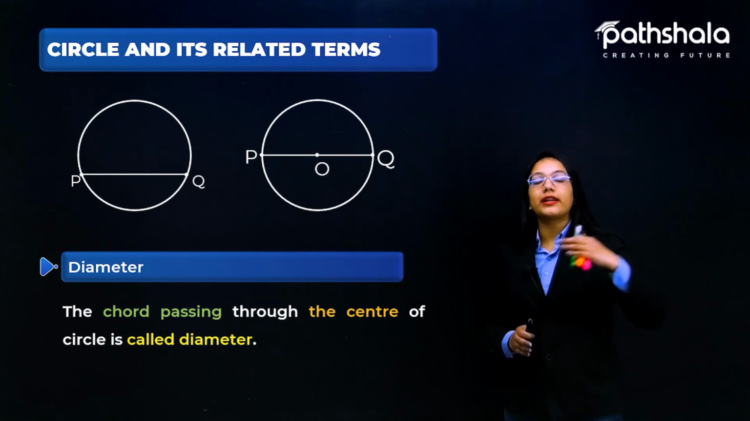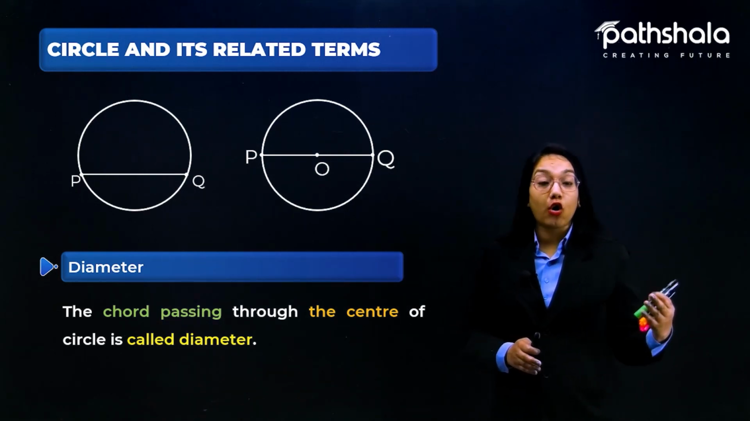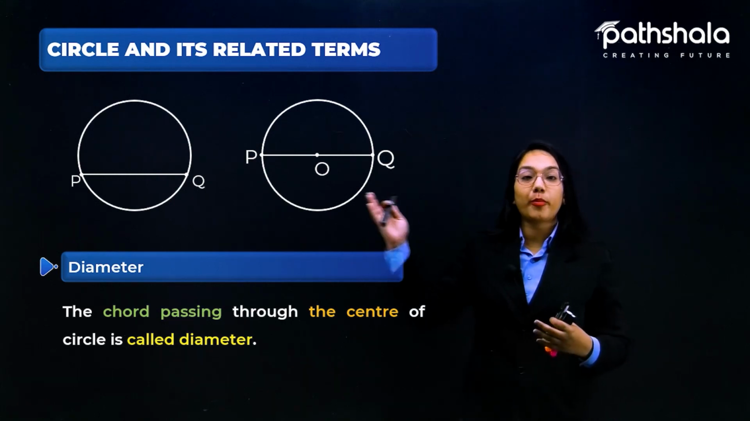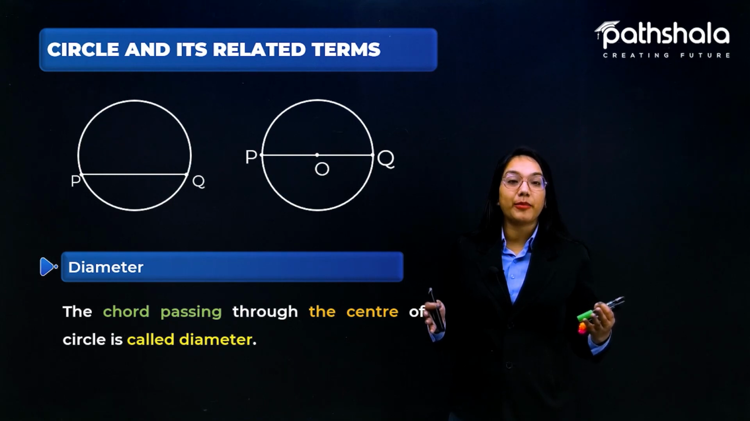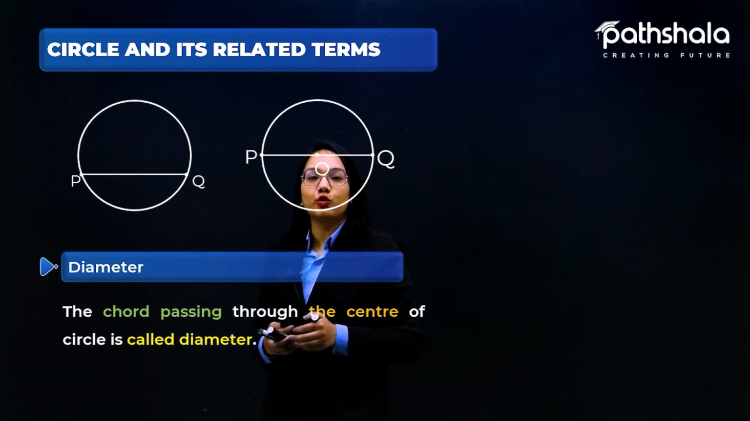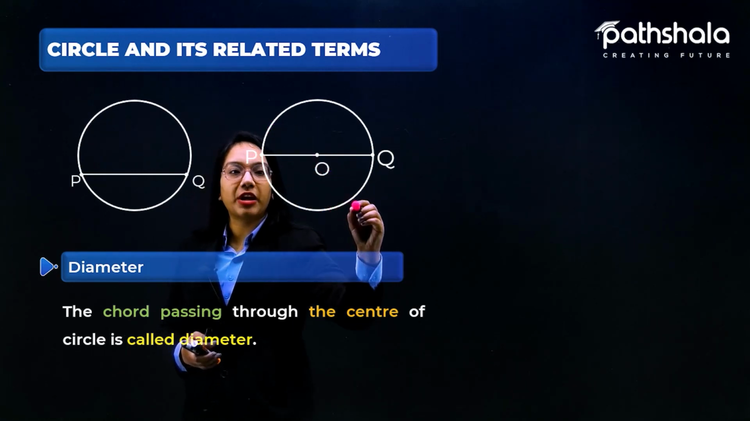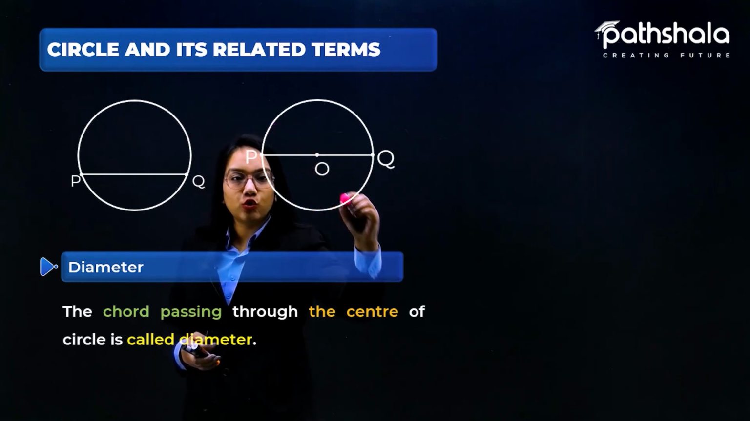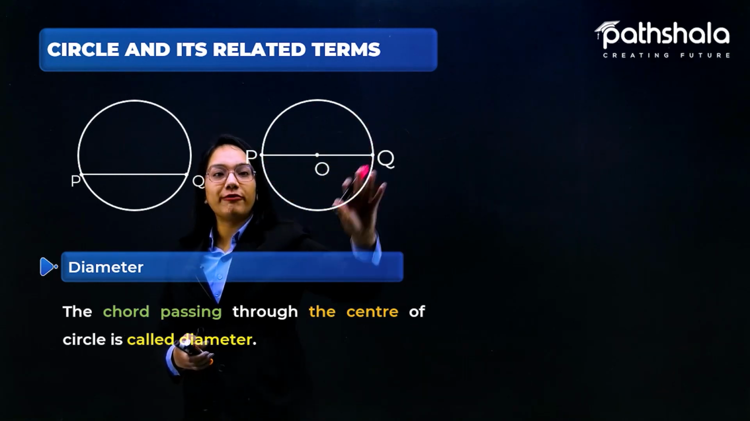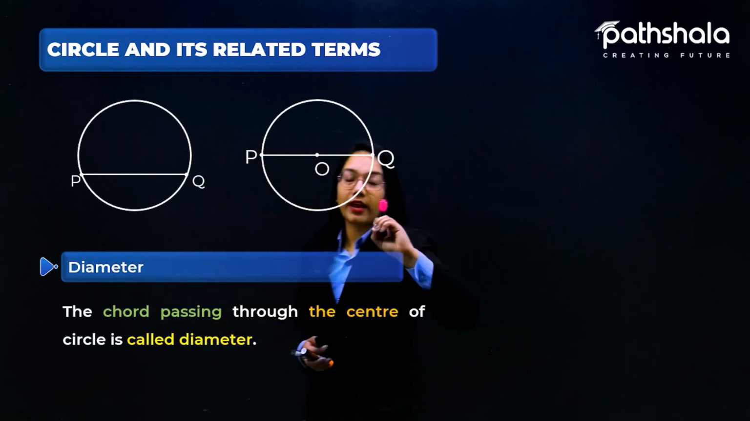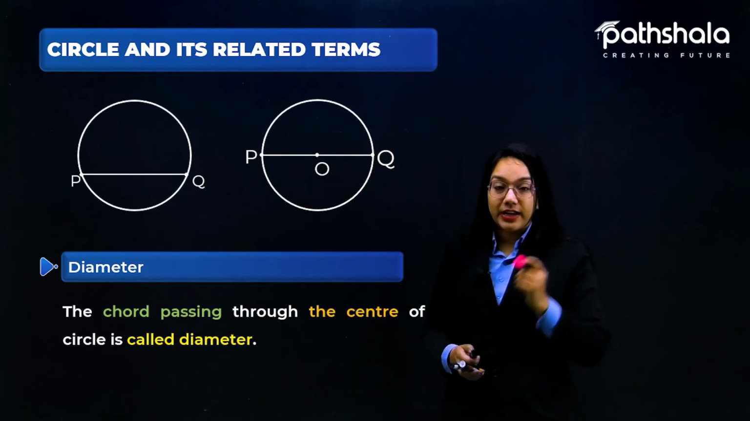Now a question arises: how many diameters can we draw for a particular circle? As you can see, we can draw infinitely many diameters, because I can take any two points. Suppose I take this point, I can join these two points, or I can join these two points. It means I can draw infinitely many diameters for this particular circle. Now let's move on further.